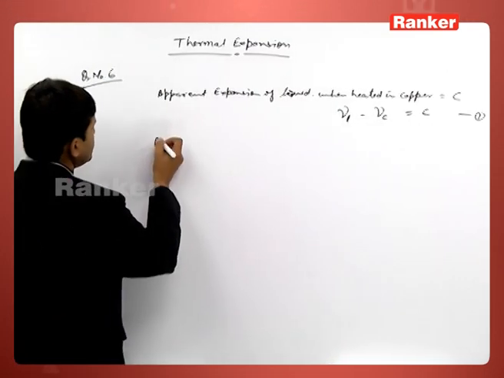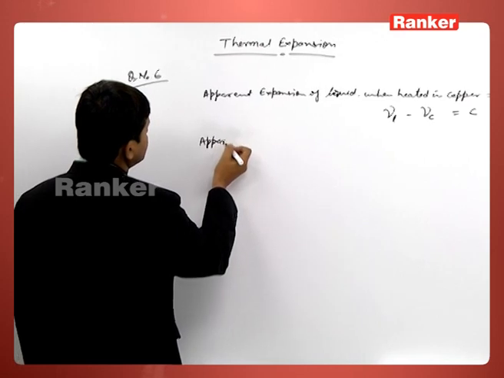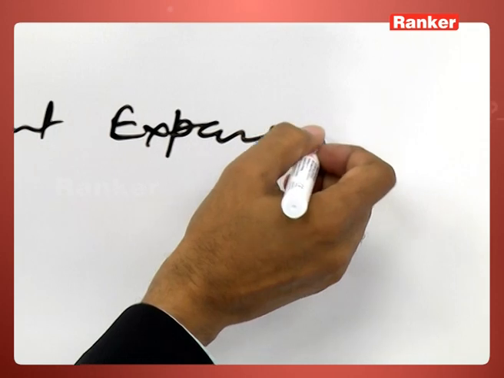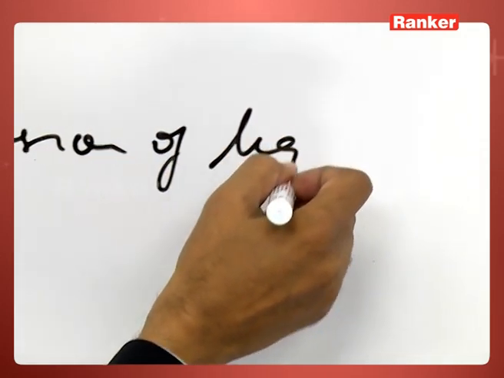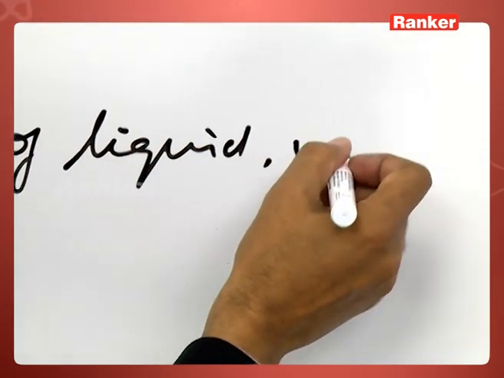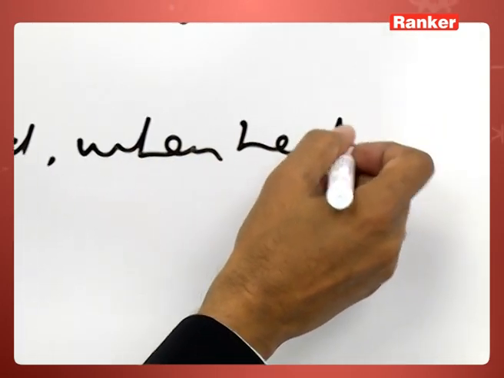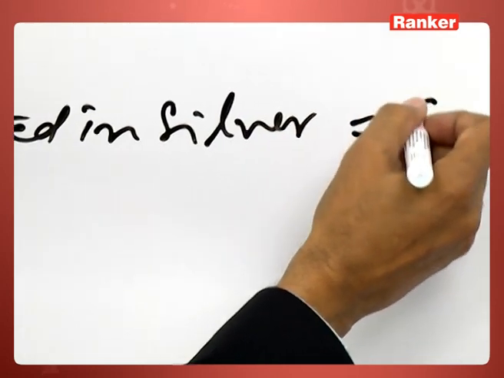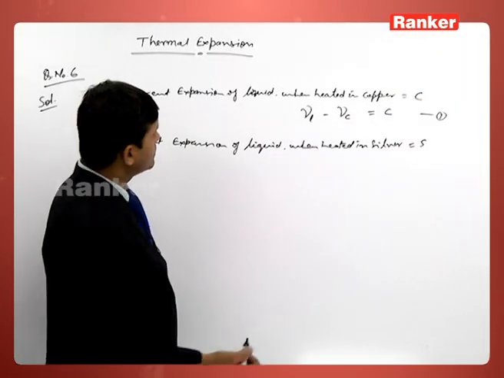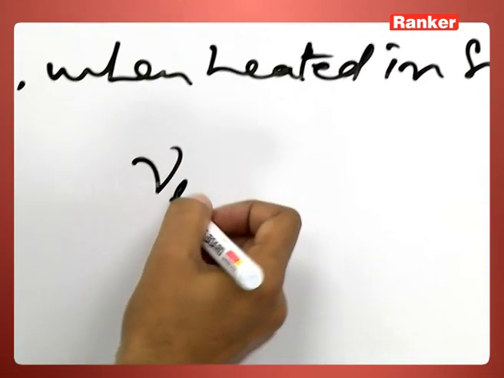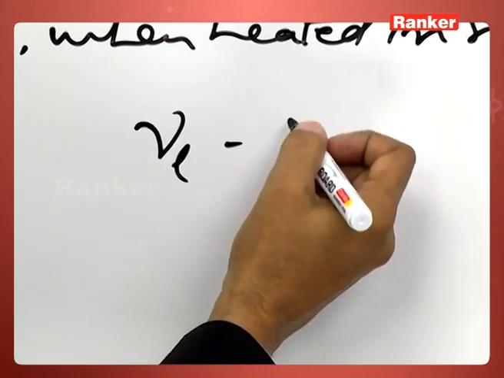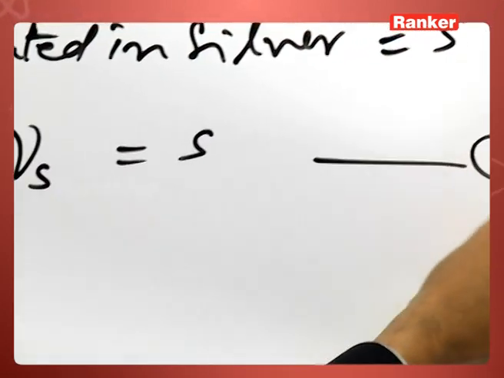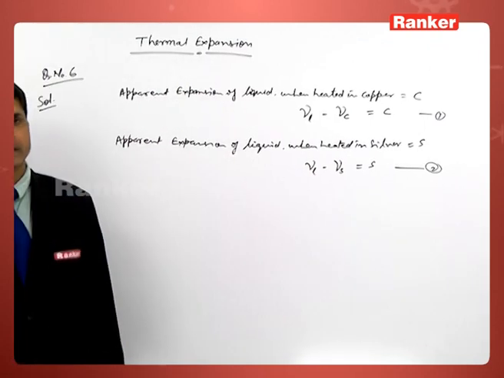Similarly, the apparent expansion of the liquid when heated in a silver vessel is given as S. Same thing here also: gamma for the liquid, the real expansion of the liquid, minus the real expansion of silver, is S. This is the second equation.